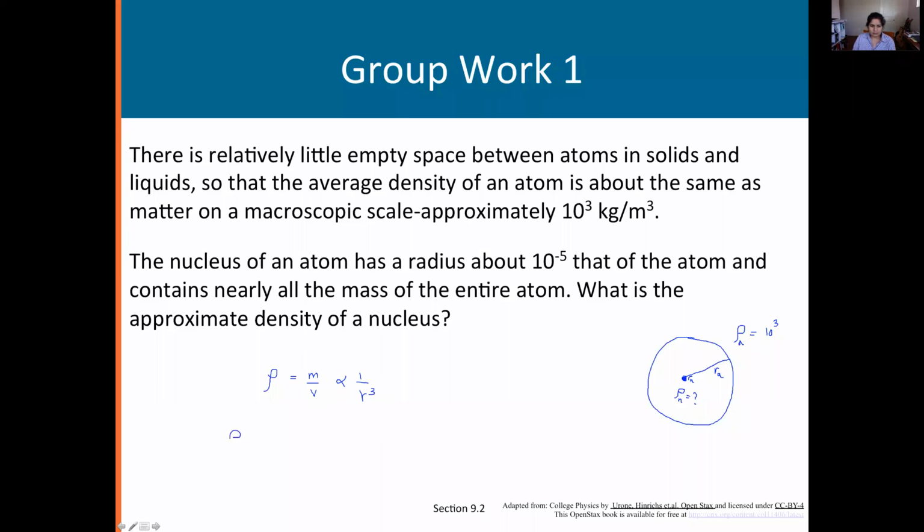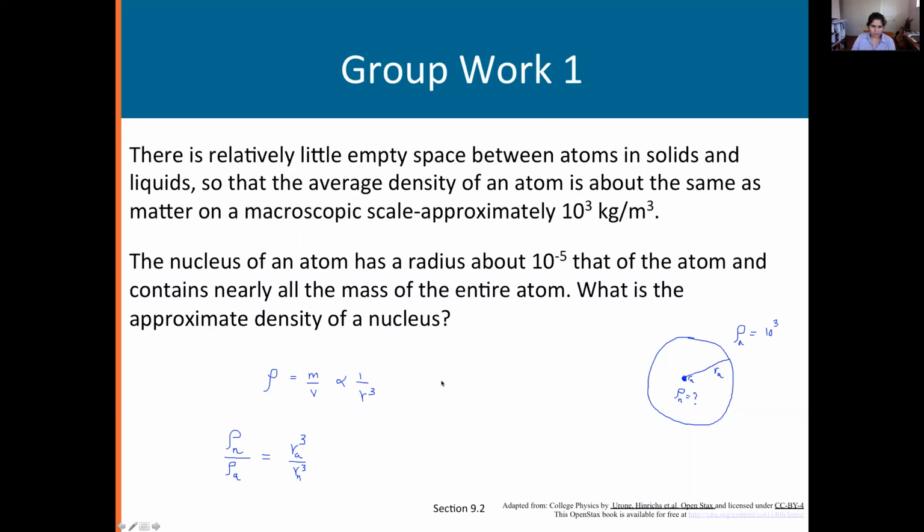So now all I need to do is to take the ratio for the atom and the nucleus. Let me start with the nucleus on top, since that's the one I want to calculate. So if I take the ratio of my nuclear density to the atomic density, what should this be equal to? This should be equal to Ra cubed divided by Rn cubed. Yeah? Just from what we wrote up here.